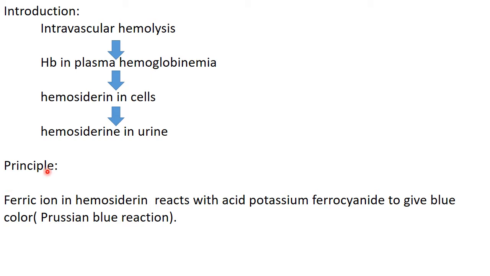Principle of the test. The method involves the interaction of ferric ion in the hemosiderin with acid potassium ferrocyanide to give a blue colored, that is Prussian blue colored reaction. If hemosiderin is present, it indicates prior or ongoing intravascular hemolysis. It is not found at the onset of the attack. It takes at least 5 to 6 days to become positive.